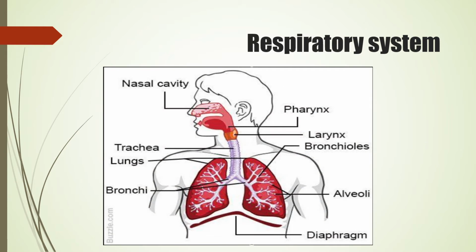Now we study the respiratory system. The respiratory system includes various parts like the nose, pharynx, windpipe, lungs, and the diaphragm, and we will also study the structure and function, how and where it is located.